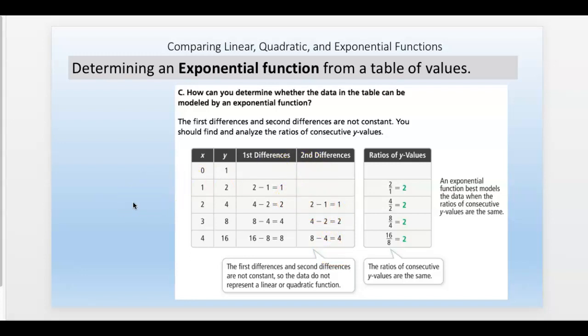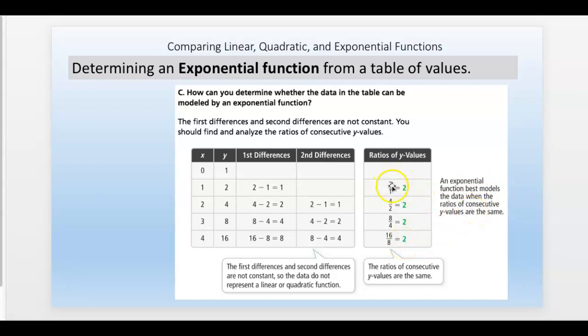Guys, what you need to do is look at the ratio. The ratio over here, okay? You're going to start with the big number. 16 divided by 8 is 2. 8 divided by 4 is 2. 4 divided by 2 is 2. 2 divided by 1, okay? A ratio of the consecutive y values. If they're all the same, then it's exponential.